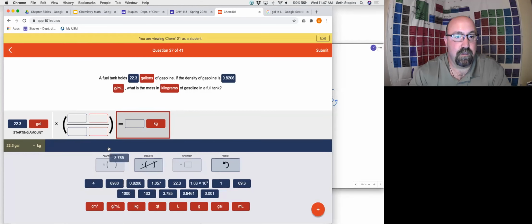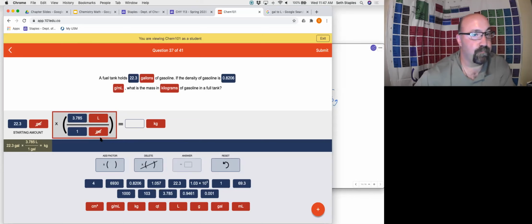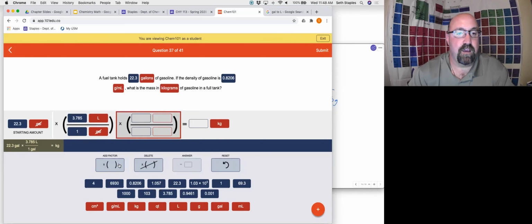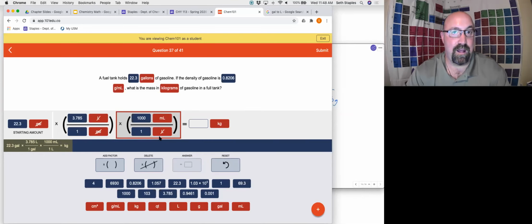So here it is. 3.785 liters per my 1 gallon. So far, so good. But now I'm still going to need to go to milliliters in order to use my density here. And so I'm going to add in another factor and convert over to milliliters. I know that there are 1,000 milliliters per 1 liter. And this is where I was saying earlier, this is how you can use dimensional analysis to do your metric conversions as well. And so 1,000 milliliters per 1 liter.